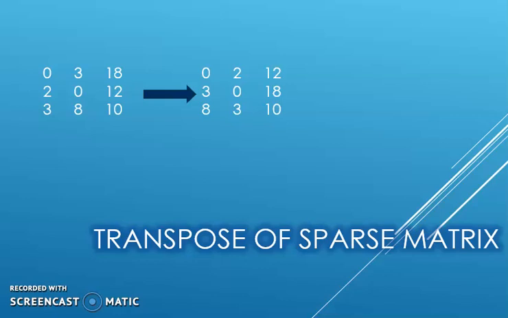In this video we are going to see how to find the transpose of a sparse matrix. A sparse matrix is a matrix in which most of the elements are 0. So the sparse matrix will be written in a compact form in which only the non-zero elements will be listed. On the screen, as you can see, there are only a few elements listed. This is an example of a sparse matrix in compact form.